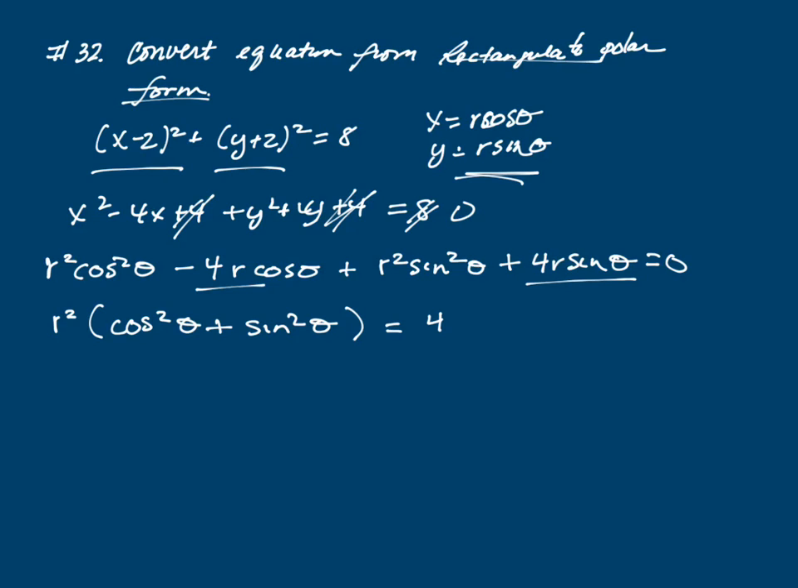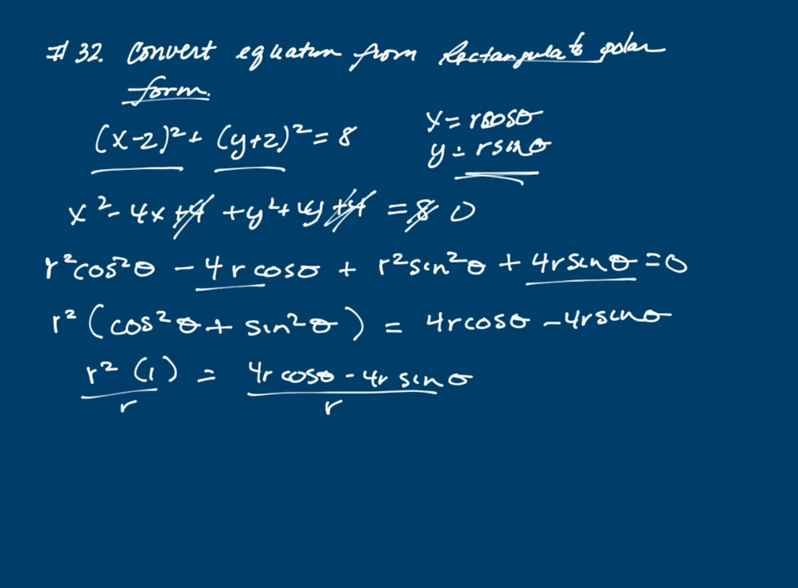So that's equal to 4r cosine theta minus 4r sine theta. So we get r squared times 1 is equal to 4r cosine theta minus 4r sine theta. So divide by r, and you get r equals 4 cosine theta minus 4 sine theta. So that's the answer to number 32.